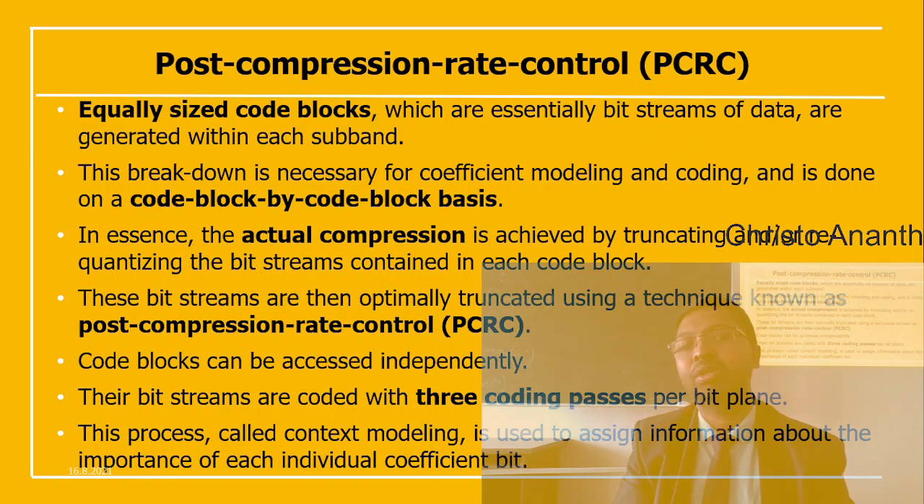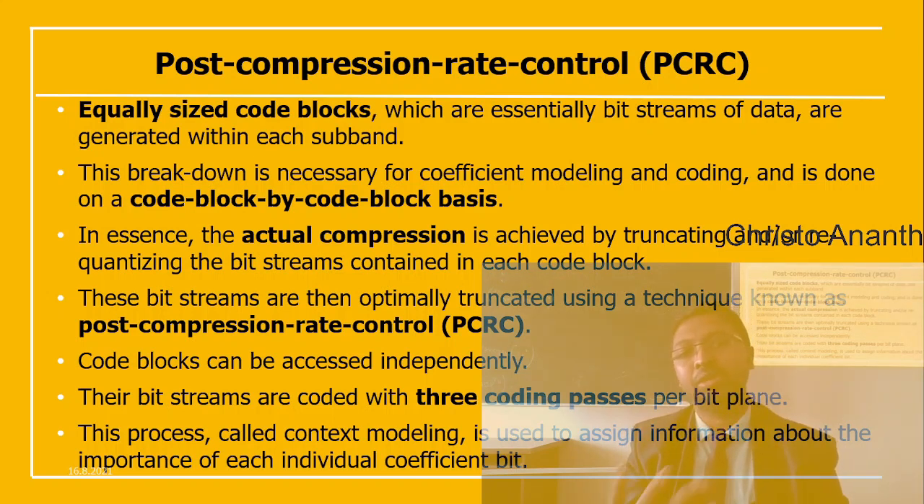Then we have post compression rate control, PCRC. Here equally sized code blocks, which are essentially bit streams of data, are generated within each subband. This breakdown is necessary for coefficient modeling and coding, and it is done on a code block by code block basis. The actual compression is achieved by truncating or requantizing the bit streams contained in each code block.